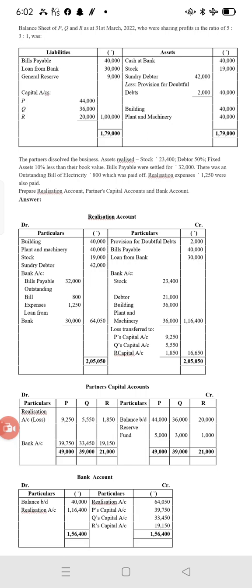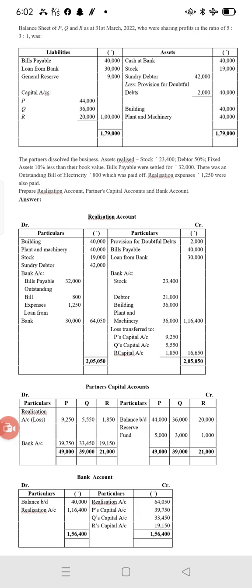But if you're dissolving your partnership, dissolution of the partnership is nothing but where the partnership will just come to an end, where the firm is not going to come to an end, it's just the partner will come to an end, and where you're going to form a new agreement. That is nothing but dissolution of the partnership.